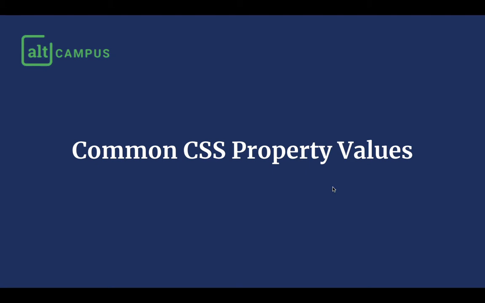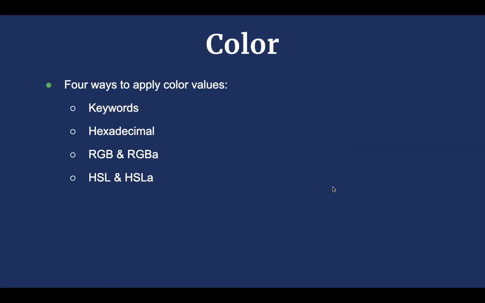For example, color keyword values like red, blue, green, etc. Also for applying length, we saw the values in pixels. Alright, first let's see what are the different ways to apply color values, then we will see different length values. Color. Primarily, there are 4 ways to apply color within CSS. That is keywords, hexadecimal, RGB and HSL values.